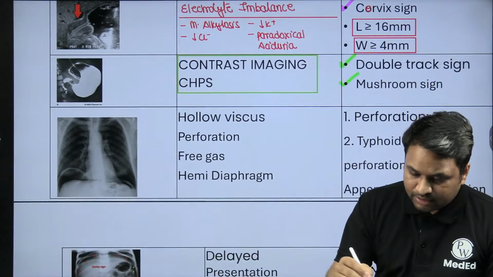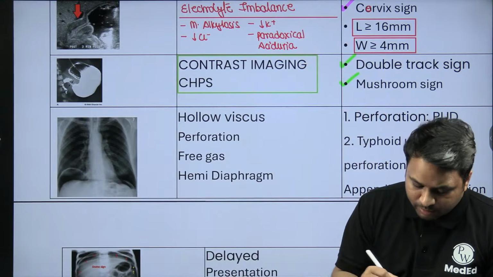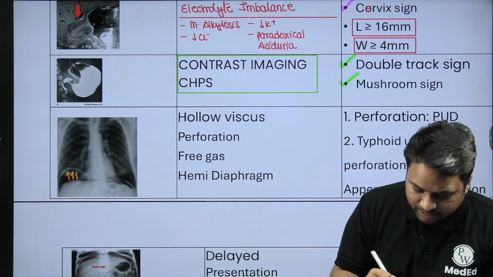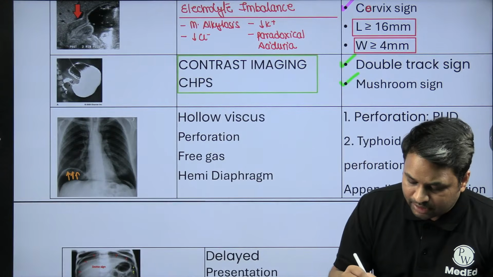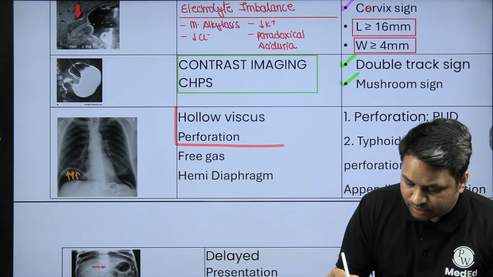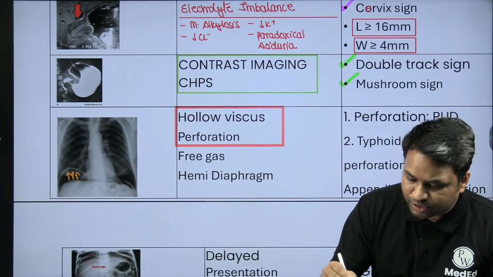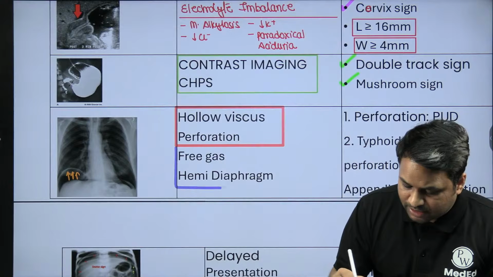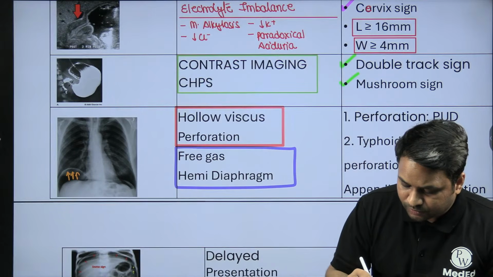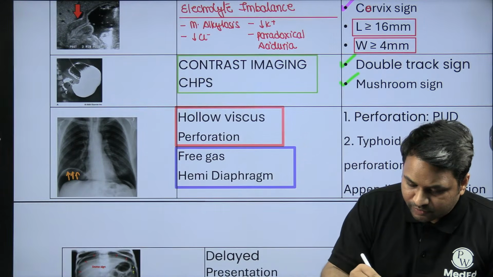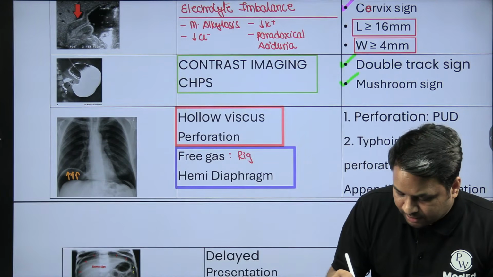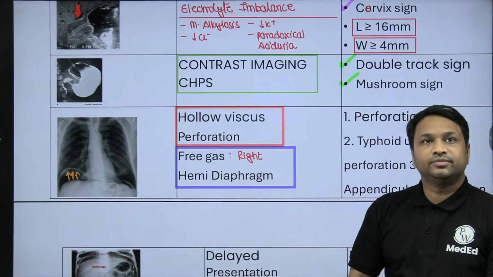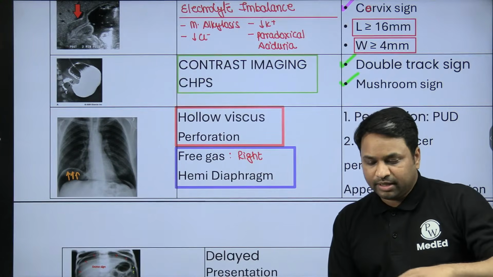Now, if you see here, this is again a spotter that you cannot miss. That is free gas under right hemidiaphragm. And the free gas under right hemidiaphragm is seen in hollow viscous perforation. It is seen in hollow viscous perforation, and that hollow viscous perforation is your free gas under right hemidiaphragm.